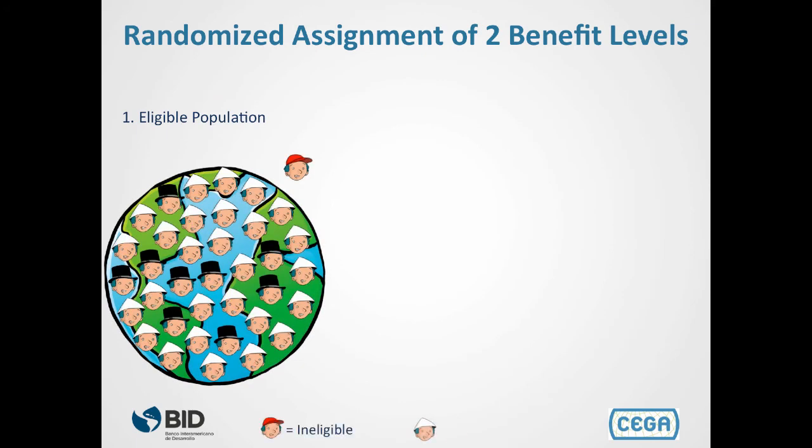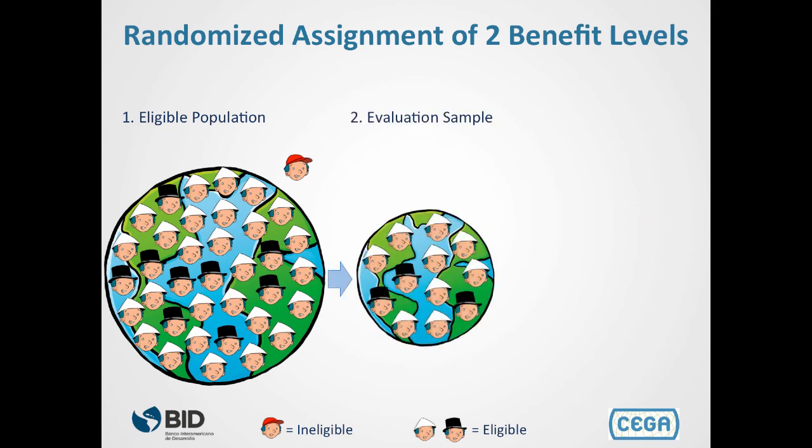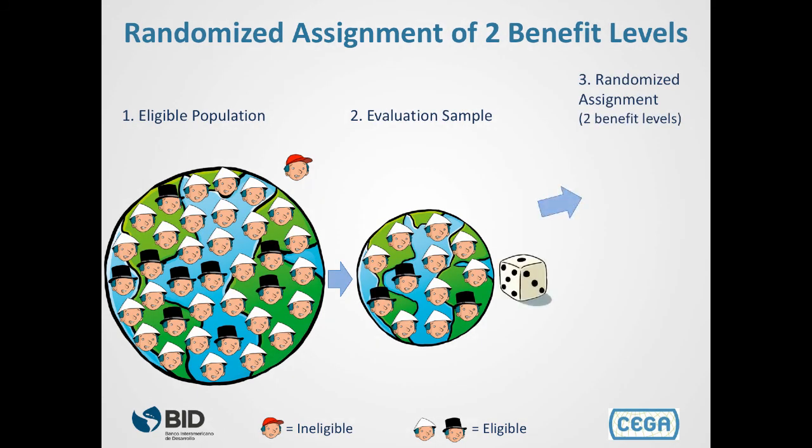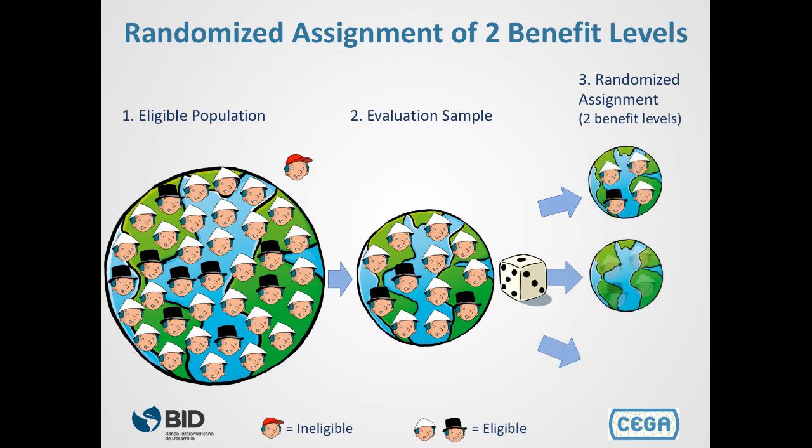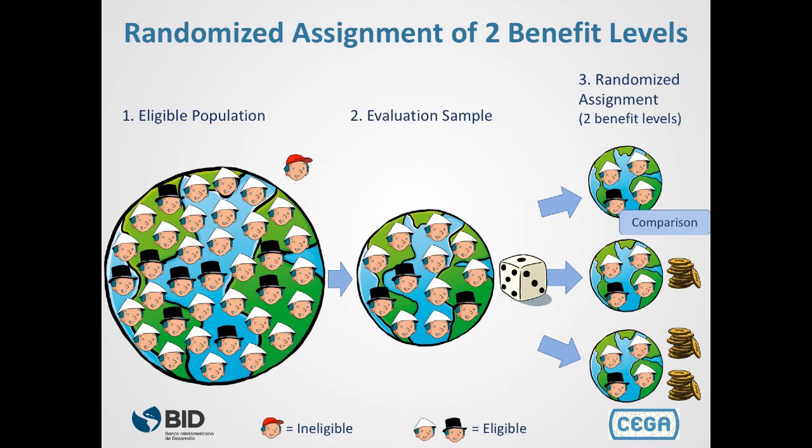Well, we can implement a high benefit and low benefit design by creating 3 arms of the study. As usual, we conduct a random sample to create our evaluation sample, and now we randomly assign those into 3 groups. A pure control group or comparison group that receives no benefit, a second group that receives the half benefit, and the third group that receives the double benefit. So here we have 3 arms of the trial: a control group, treatment 1 half benefit, treatment 2 double benefit.